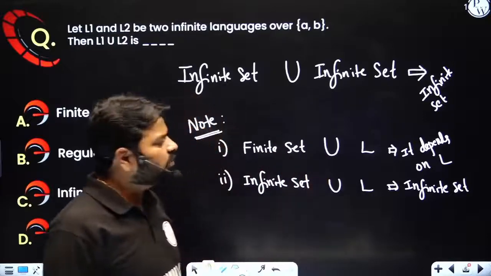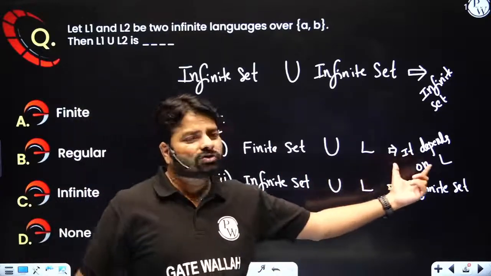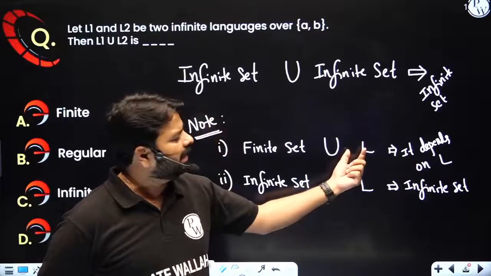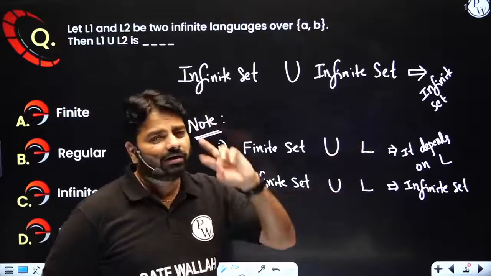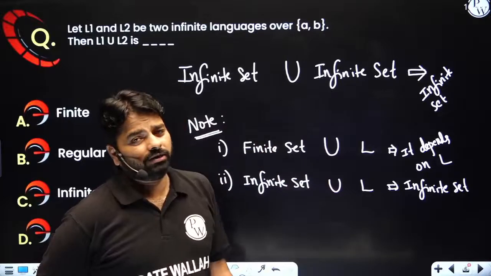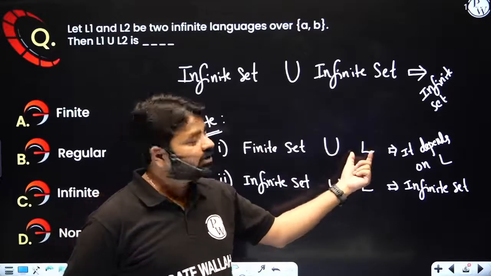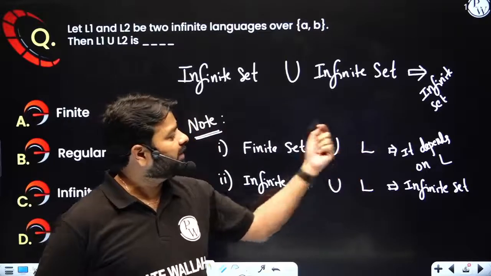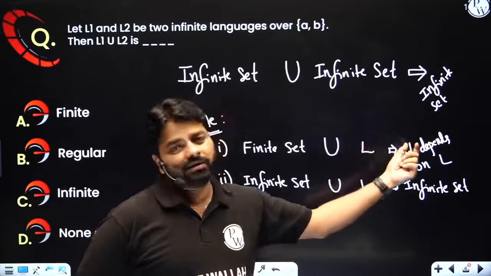Fine. Take two examples. If I say it depends on L, why does it depend on L? Take L as finite and take L as infinite. If you see the answer is the same, then you can conclude that. But the answer is not the same. It always depends on L. If L is finite, the result is finite. If L is infinite, the result is infinite.